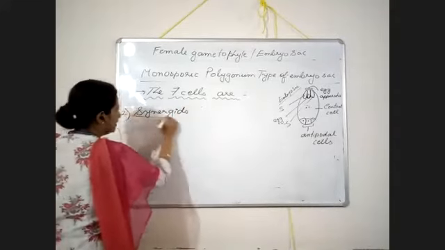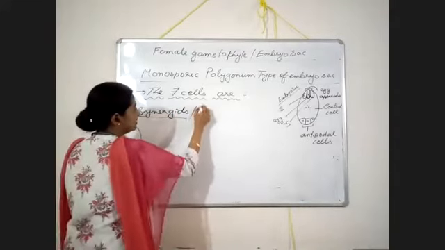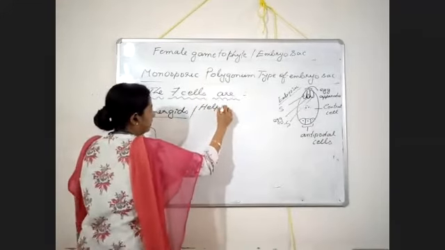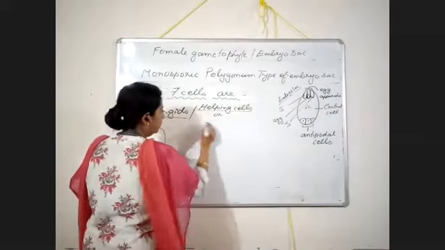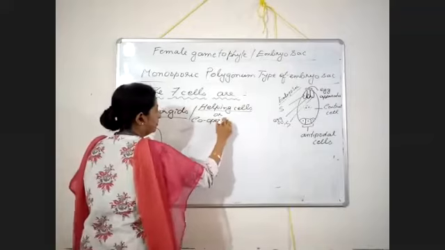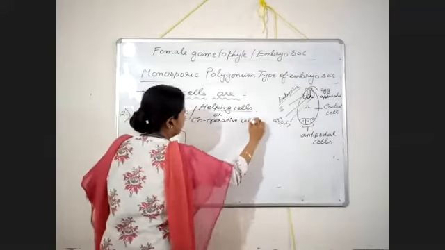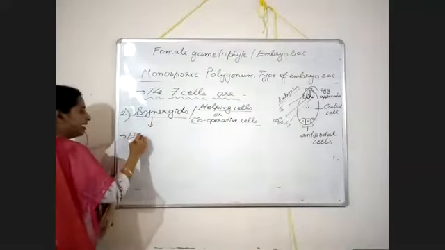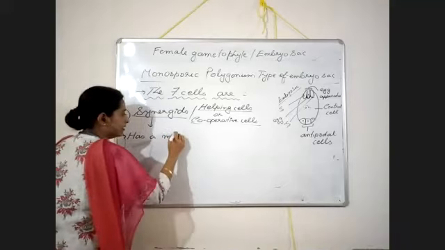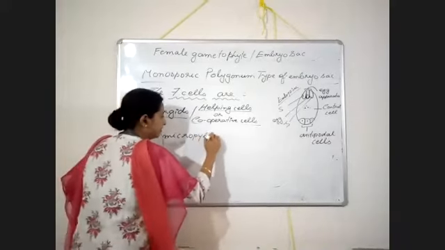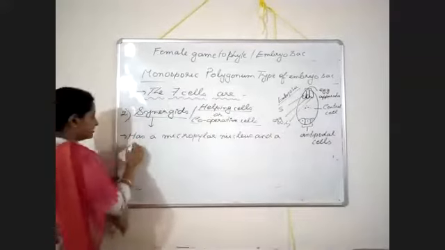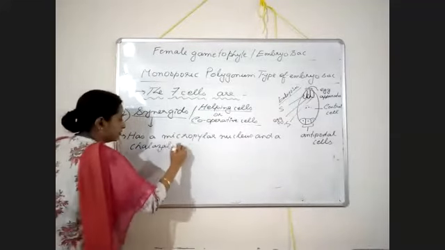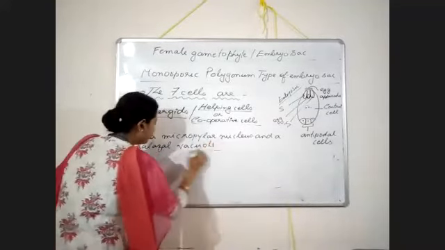Next we'll talk about synergids. They are also called helping cells or cooperative cells. Synergids have a micropylar nucleus and a chalazal vacuole. Now you have to pay attention to this line.